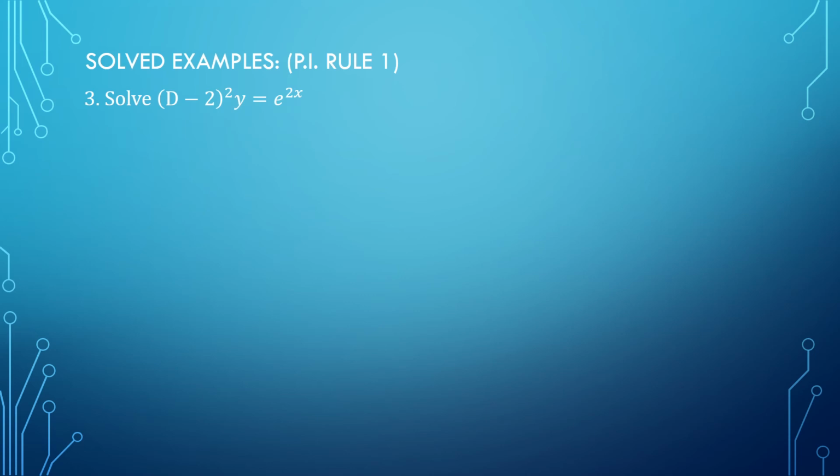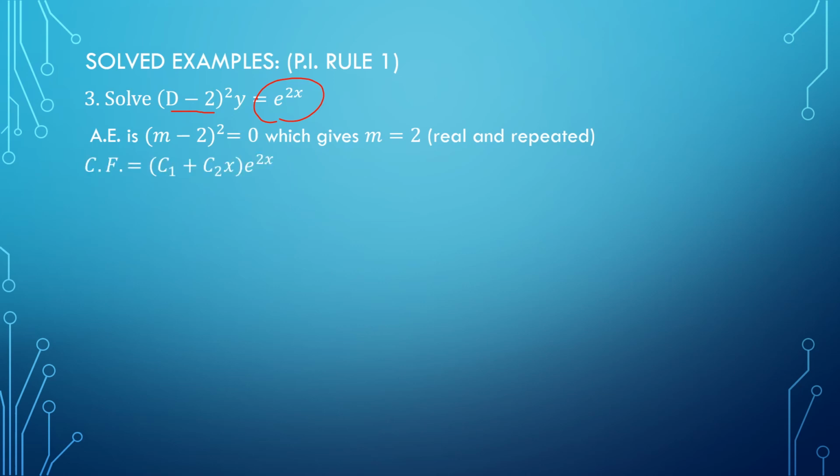(D minus 2) the whole square y equal to e to the power 2x. Now observe, I'm going to get 2 as my root here. That means 2 times it will be the root and the RHS is also giving me the same expression. Auxiliary equation, real and repeated roots. Complementary function I can write c1 plus c2x, e to the power 2x. That means I have already 2 times repeated e to the power 2x and this is its third repetition.